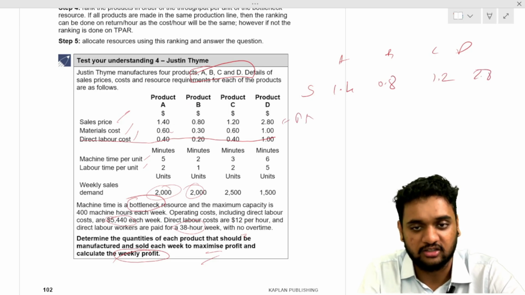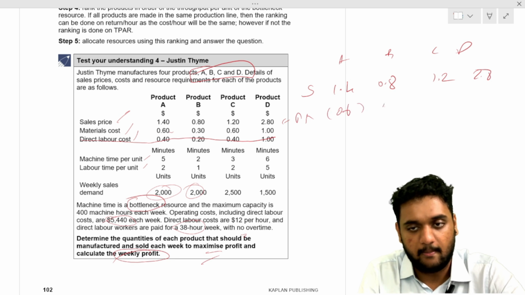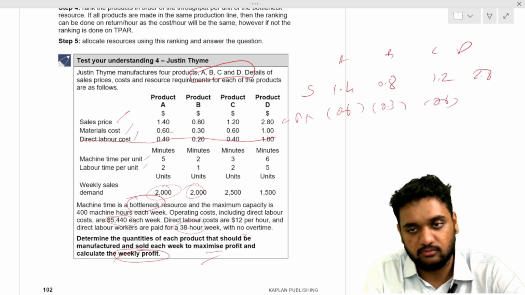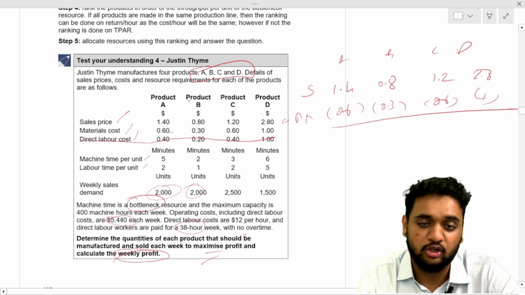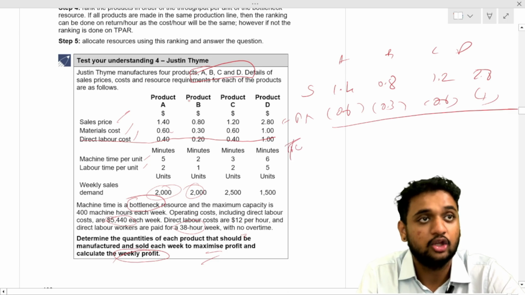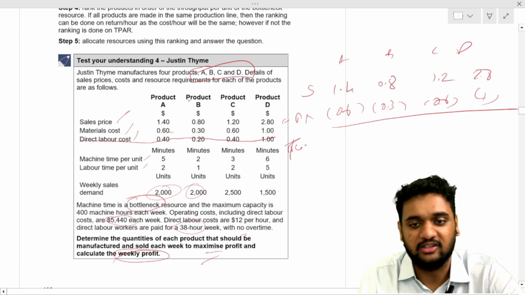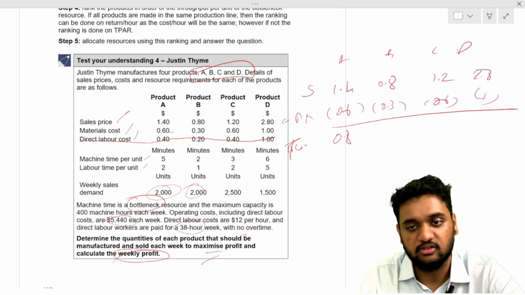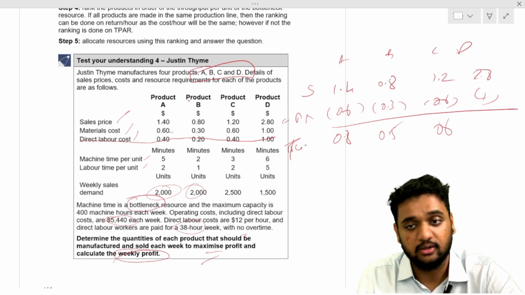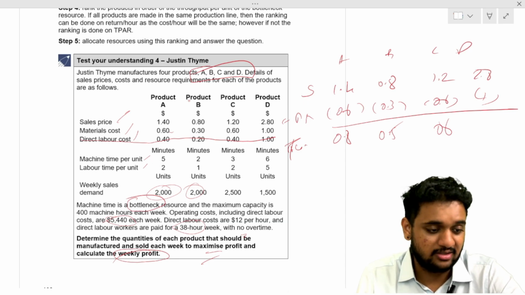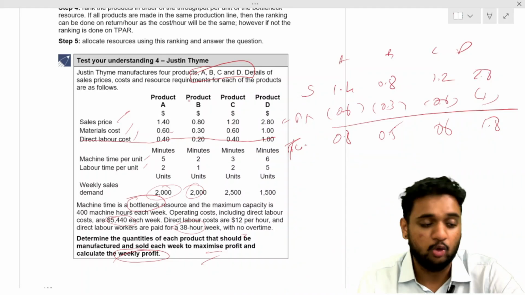What is the direct material cost? 0.4, 0.3, 0.6, 1. If you reduce both, what will you get? You will get throughput per unit. 1.6 minus 0.4, how much will you get? 0.8 minus 0.3, how much will you get? 1.2 minus 0.6, how much will you get? 2.8 minus 1, how much will you get? 1.8. So throughput we got.